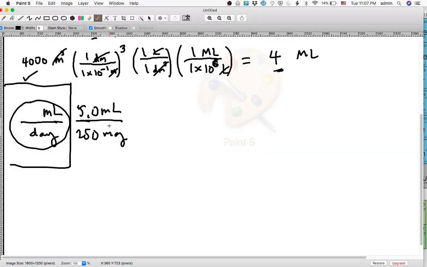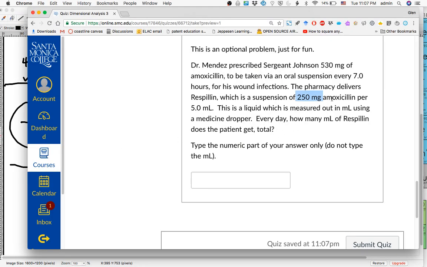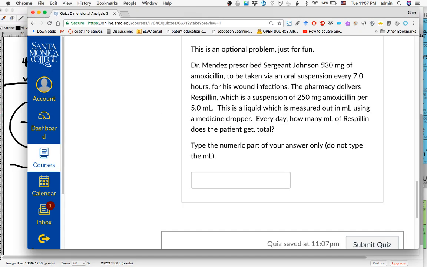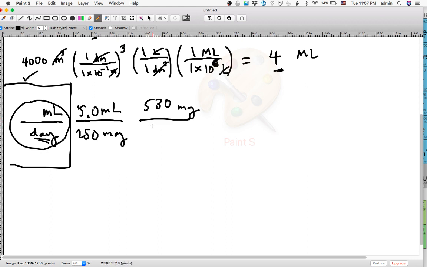Now I don't want milligrams. I want milliliters per day. I want days, not milligrams. So let's get rid of milligrams. So this is 530 milligrams every 7 hours. I cannot write the number by itself because it's not how it's given in the problem. It's given in the problem every 7 hours. So it's 530 milligrams is 7 hours. All right? That's a conversion factor. That's how you read the problem. That's how you understand the problem.